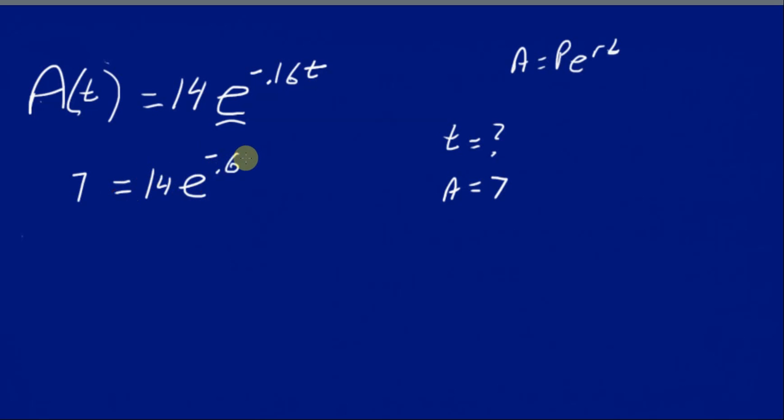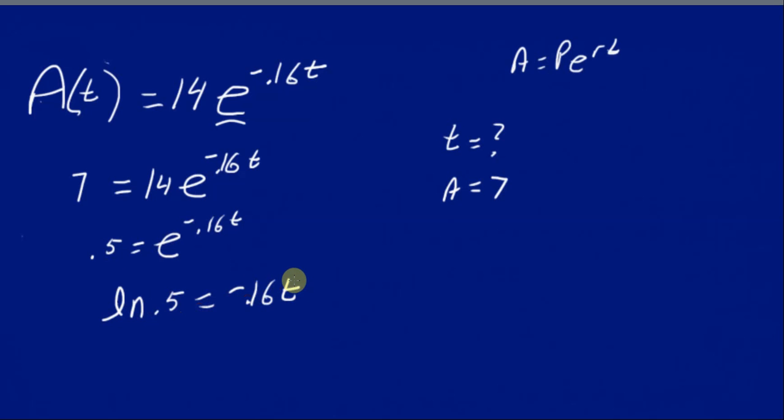And before I take the log of both sides, because I want it in logarithmic form, because I've got an exponential with a variable, I'm going to divide both sides by 14, just like I did in every other problem. So that's going to give me 0.5 is equal to base e to the negative 0.16t exponent. All right, now I'm going to change this to logarithmic form. The base is e. So the natural log of my number, 0.5, is equal to negative 0.16, t.